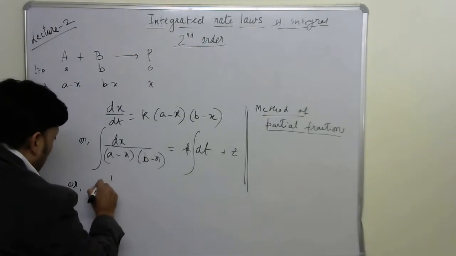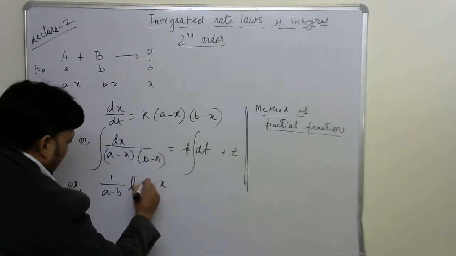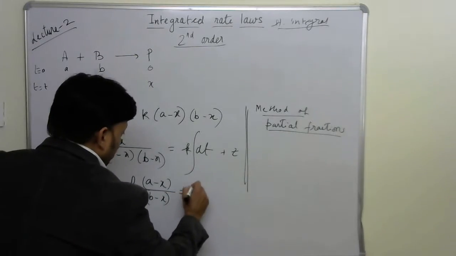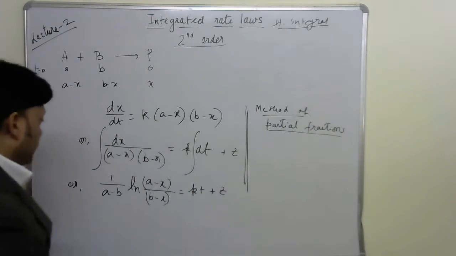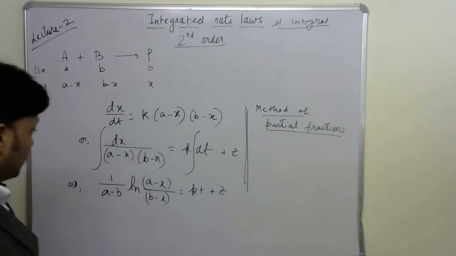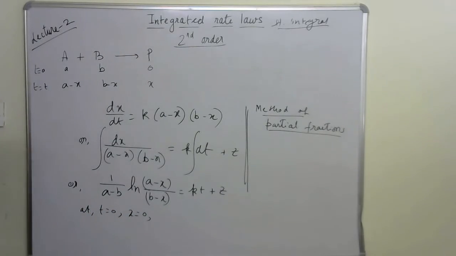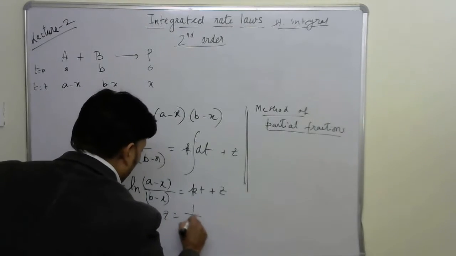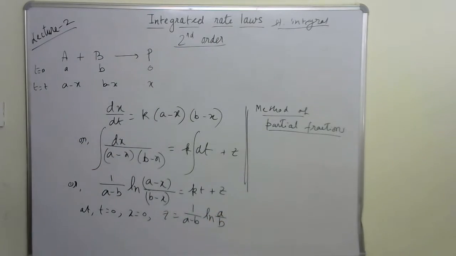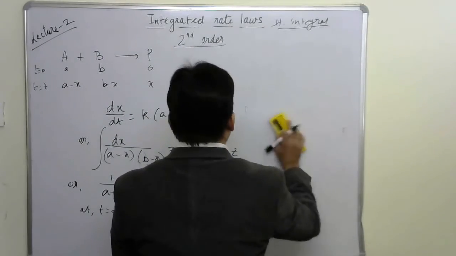so therefore it gives you 1 over a minus b natural log of a minus x divided by b minus x, okay, is equal to kt plus z. Okay, so now once again we have to find out the value of z. So the value of z would be that once again at time t equal to 0, x is equal to 0, and that gives me z is equal to 1 over a minus b multiplied by natural log of a by b.